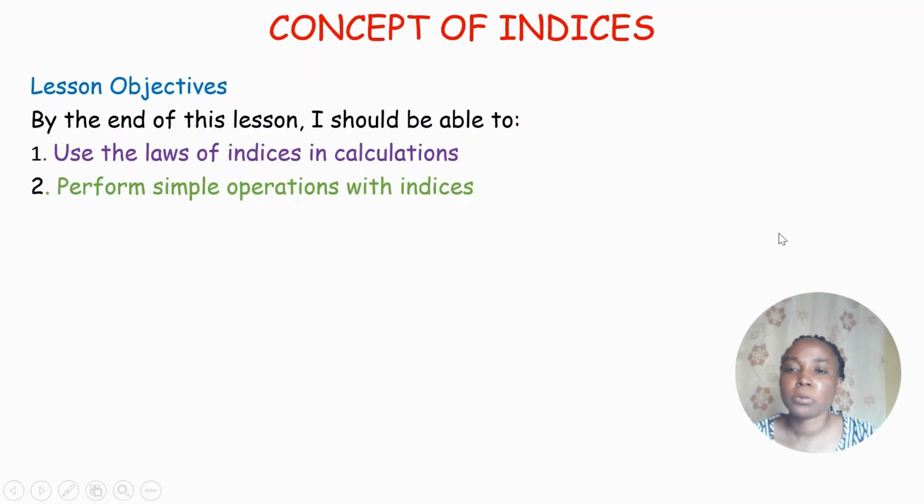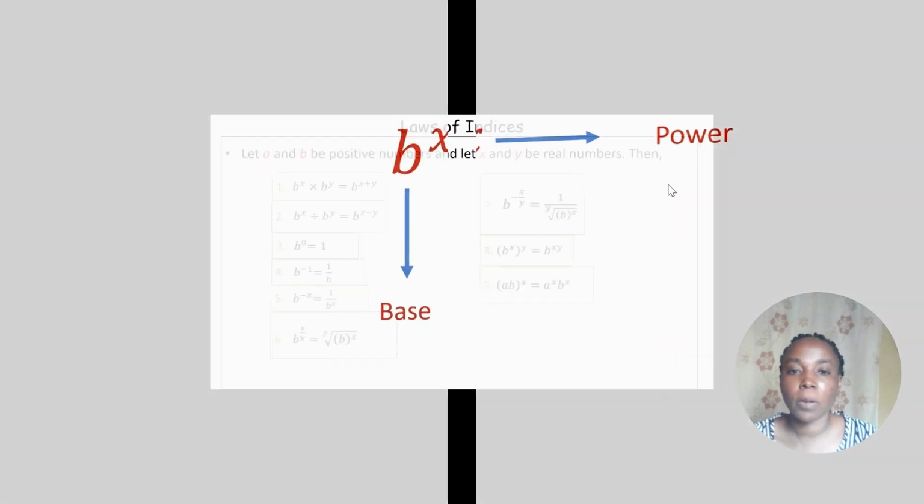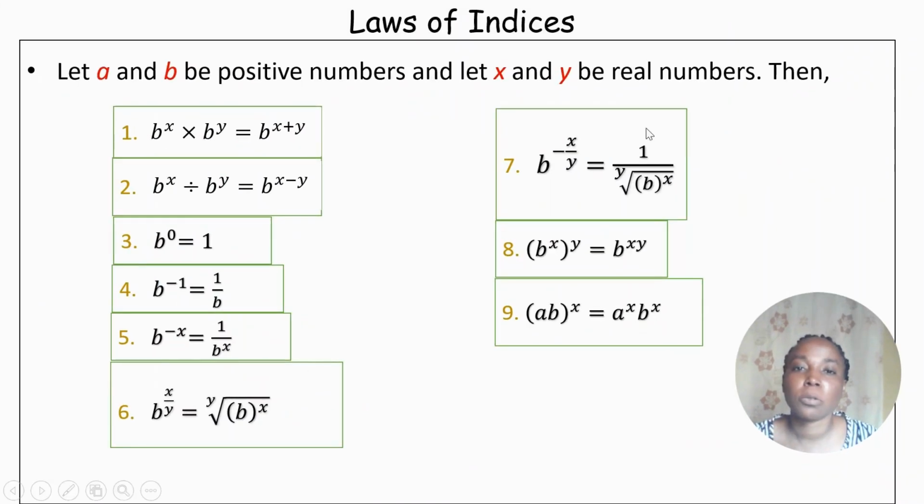We want to learn how to use the law of indices in calculation and perform simple operations with indices. Now, before we go there, we need to know these basics. If you're given something like b raised to power x, for example, this b is your base and x is your power. So if, for example, I write 2 raised to power 3, my 2 is the base while the 3 is the power. So let's go into the laws.